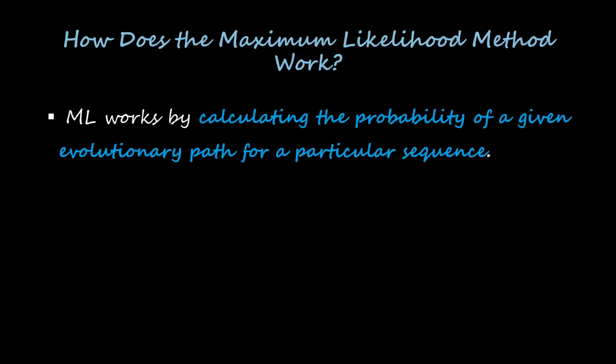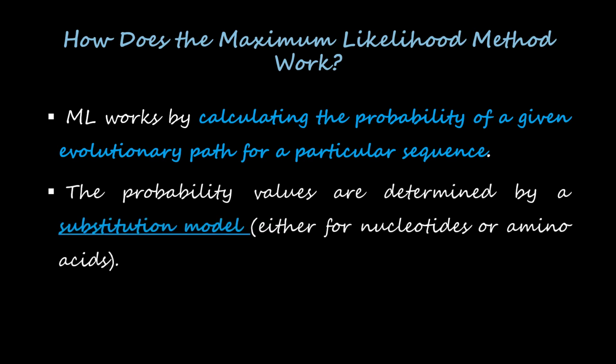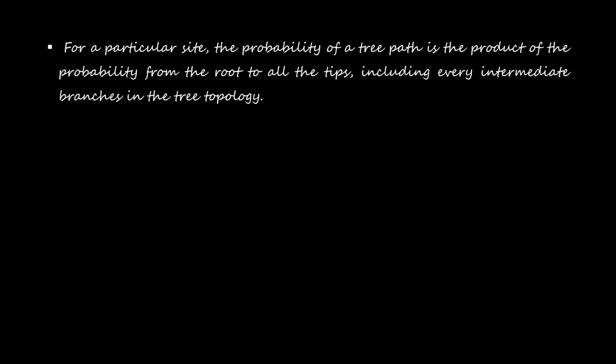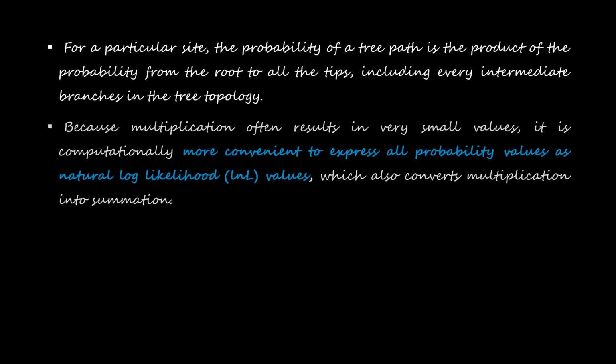So how does the maximum likelihood method work? The ML method works by calculating the probability of a given evolutionary path for a particular sequence. The probability values are determined by a substitution model, either for nucleotides or amino acids. For a particular site, the probability of a tree path is the product of the probabilities from the root to all the tips, including every intermediate branch in the tree topology. Because multiplication often results in very small values, it is computationally more convenient to express all probability values as natural log likelihood values, that is ln L values, which also converts multiplication into summation.